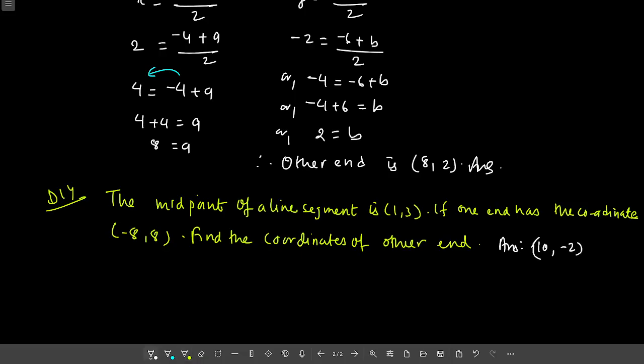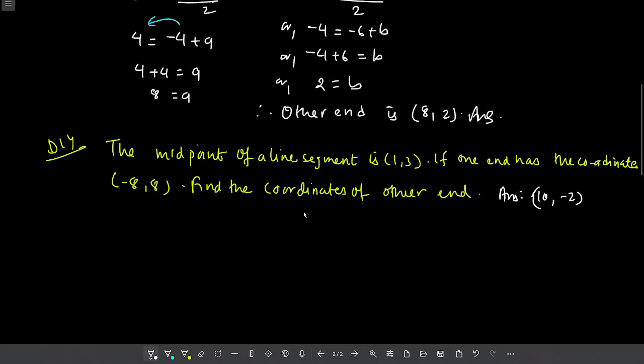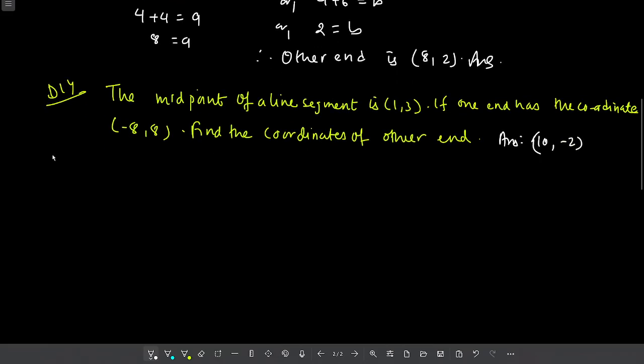Have you got the same answer that I have written? Yes, sir. 10 comma minus 2. Okay, very good. Now I'll give another question, similar type, and this is also DIY.